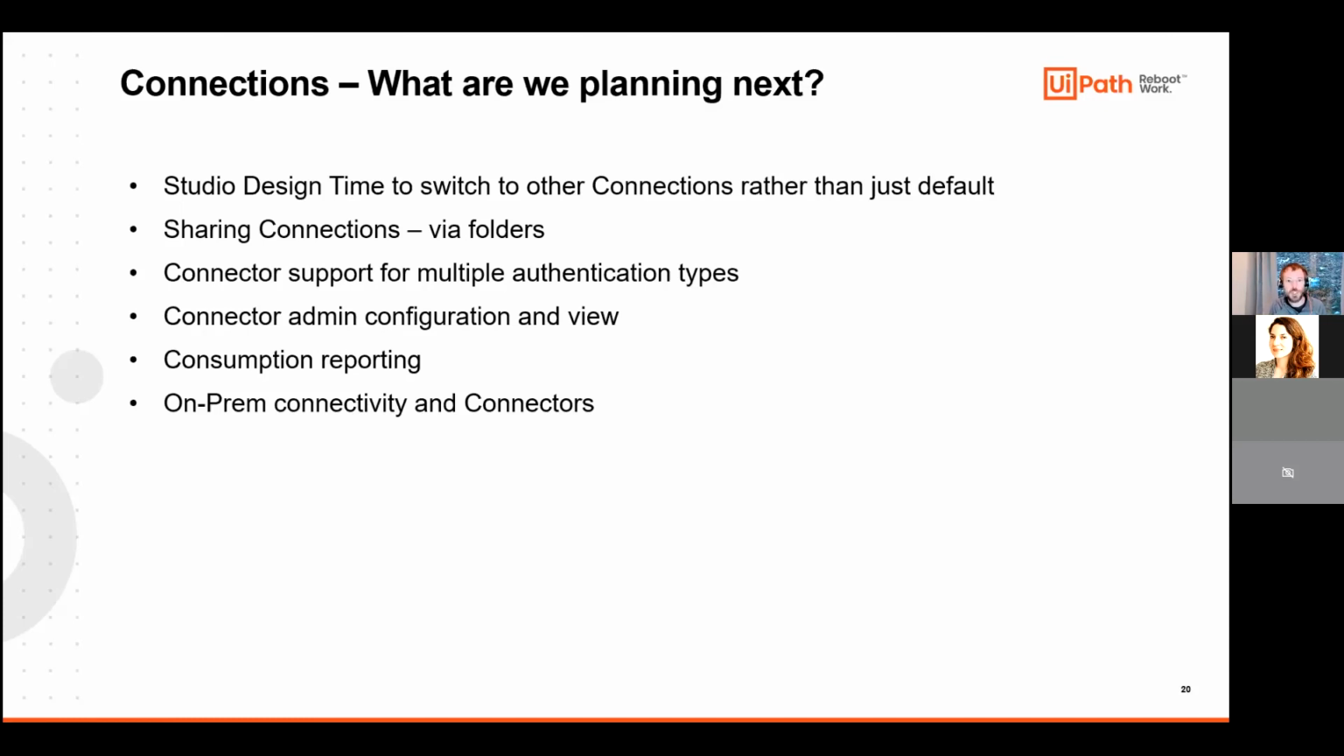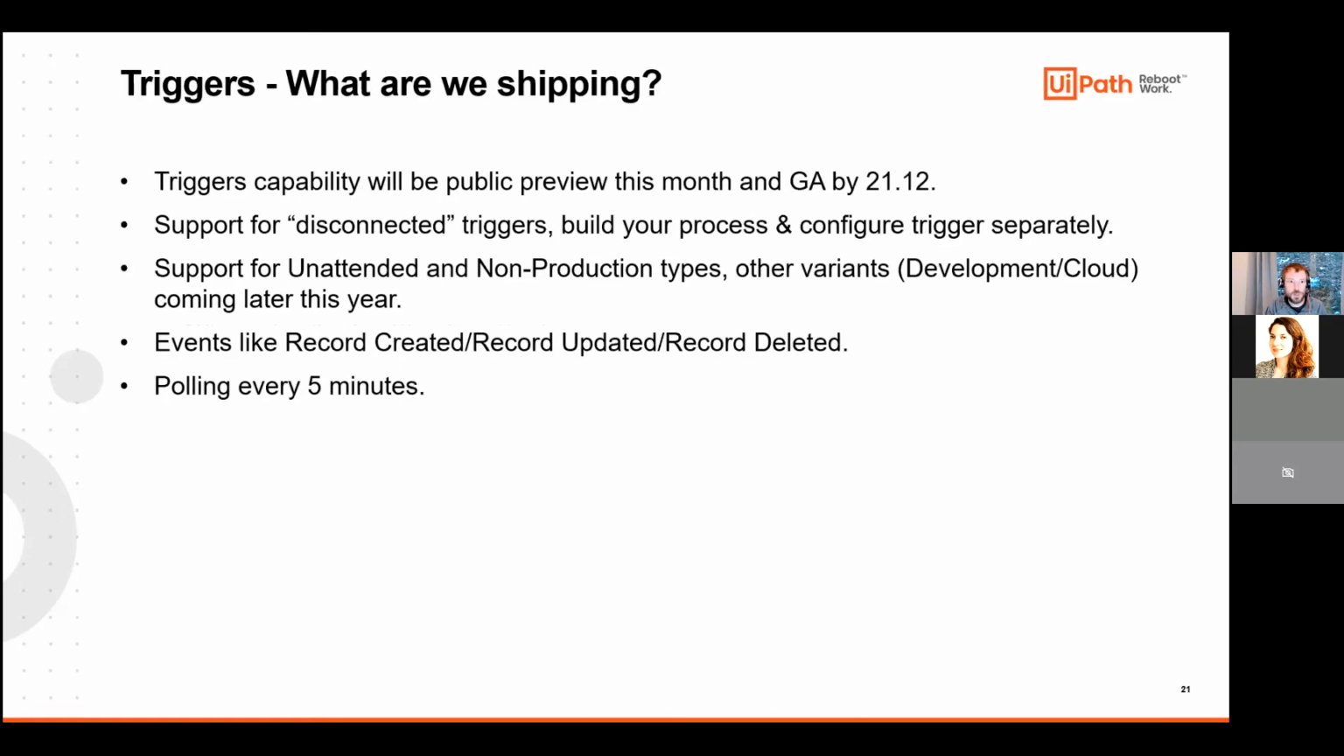And then obviously we want to give you that on-prem connectivity. Right now it's Automation Cloud only, but we will be working on ways to bring this on-prem next year, both from cloud to on-prem line of business systems, but also to be able to run the entire Integration Service on-prem as well. All right, so triggers, what are we shipping now and where are we going with this?